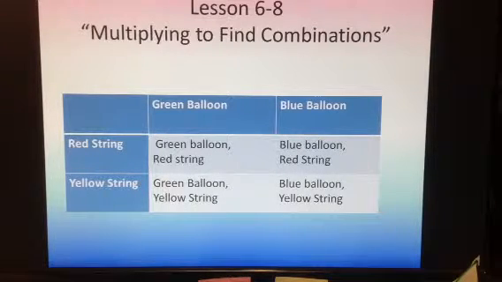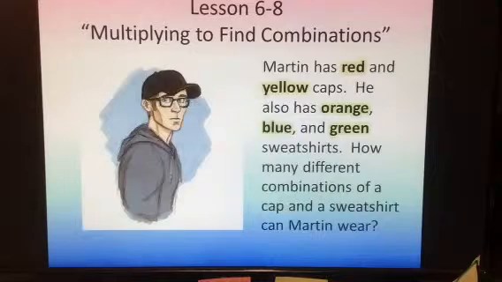She could have a green balloon with a red string, or she could have a blue balloon with a red string. She could have a green balloon with a yellow string, or she could have a blue balloon with a yellow string. There are 2 items in the first list. There's 2 items in the second list. You multiply those together to get 4 possible combinations.